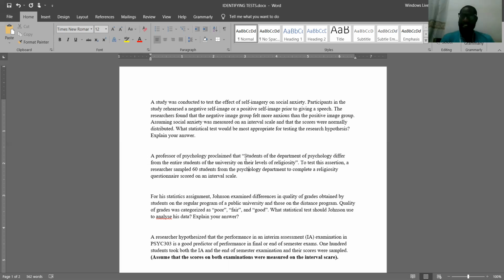All right, so the justification would be that from the question, they are comparing a sample to a population. Also, the dependent variable, which is religiosity, is on interval scale. Again, the population standard deviation was not provided in the question. Therefore, the appropriate test to use is one sample t-test.